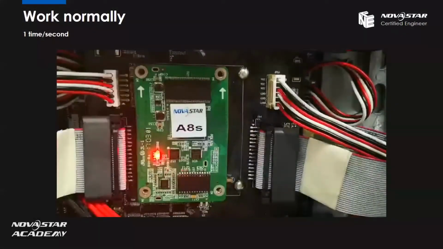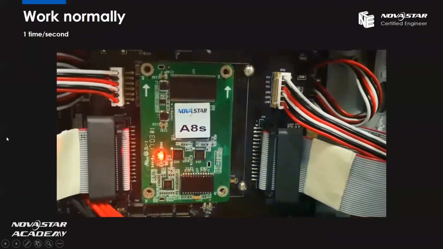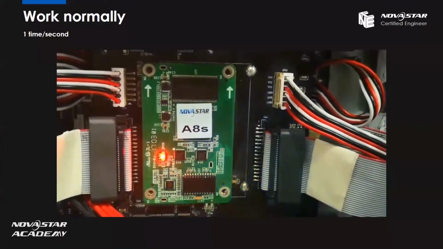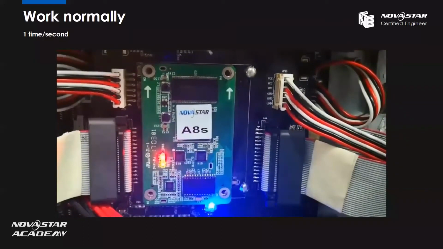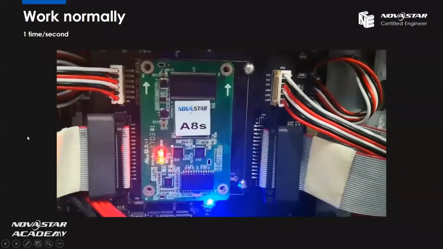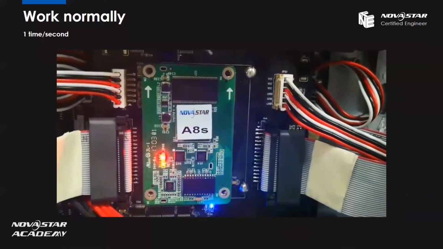Okay, here I'll show you some situations of the receiving card indicator lights. I'll show you a short video. Here we can see from the short video, the receiving card green light indicator flashes once a second. So this situation means our receiving card works normally.